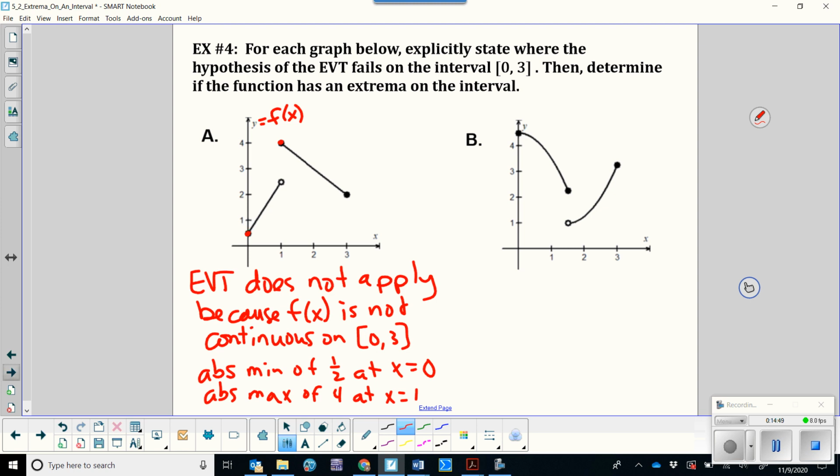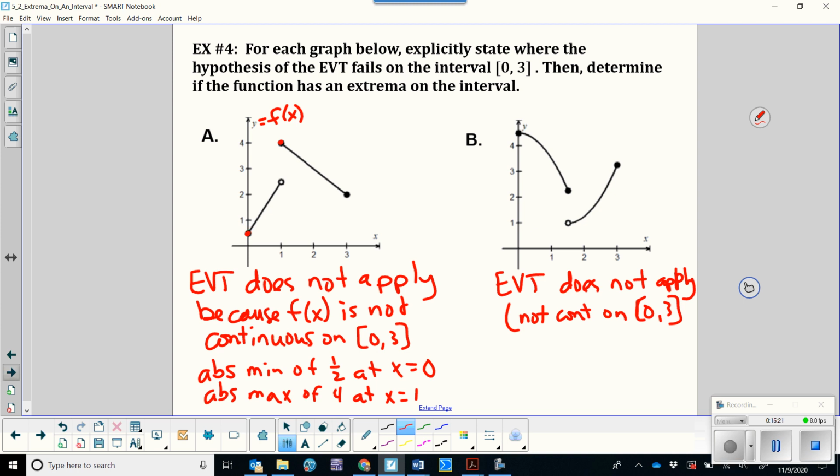Next example, here we have, again, the extreme value theorem does not apply, and then instead of saying because, I'm just going to put parentheses, not continuous on 0 to 3. Okay, so it's not continuous. So again, doesn't guarantee, all right, that we have a maximum, but we could.